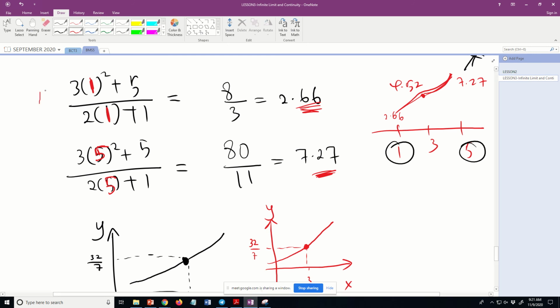Okay, but I do this because I want to make sure the direction of the curve. Kalau tak, kita tak tahu dia pergi atas ke pergi bawah ke. So that's why I do substitution. Saya bagi nampak. I take the number previous to 3 and after the 3. So itu sebab saya ambil 1 dan 5.